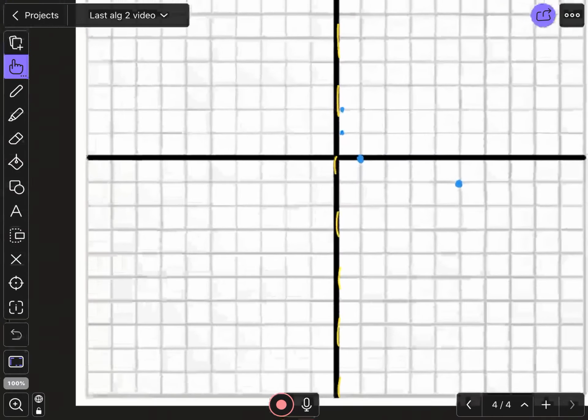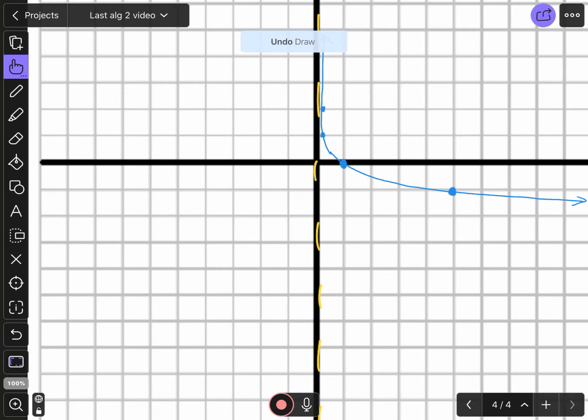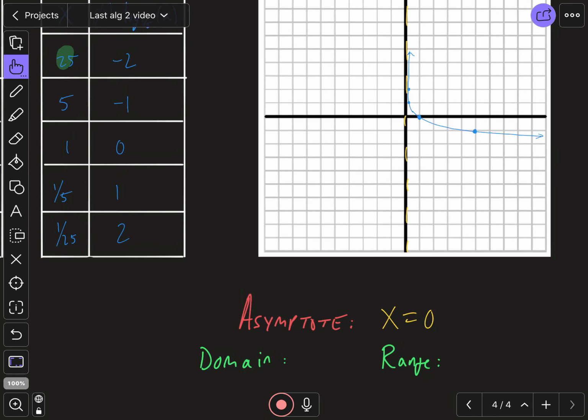And draw on that curve. So this one goes up along the y-axis and then curves down and to the right. Slowly going down to the right. It should not come back up, should not be flat. Okay. So there's our curve, there's our asymptote, and then domain and range.